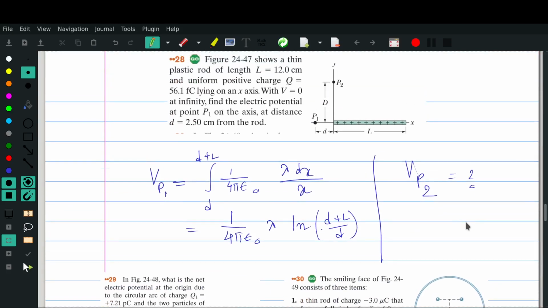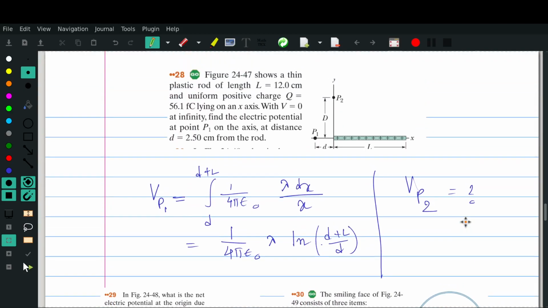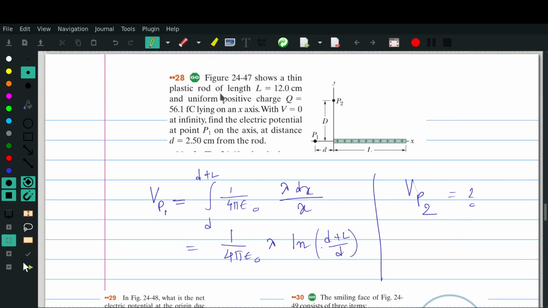Okay, so let's move on to the next one. Again, another rod problem. There is a thin plastic rod of length 12 centimeter and uniform positive charge Q equal to 56 femtocoulomb lying on the x axis. With V equal to 0 at infinity, find the electric potential at point P1 on the axis at distance d equal to 2.5 centimeter. They are asking to calculate for these two points, one here and the other one here. So let's see how to do this.